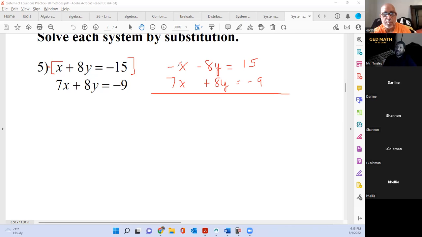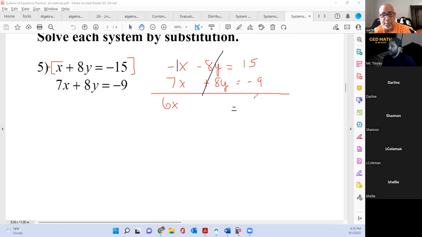What's 7x minus x? 6x. If you don't see a coefficient, it's a 1. So 7 minus 1 is 6. That's where we got the 6x from. The two 8y's cancel each other out. We bring down our equal. And then 15 minus 9 is what?